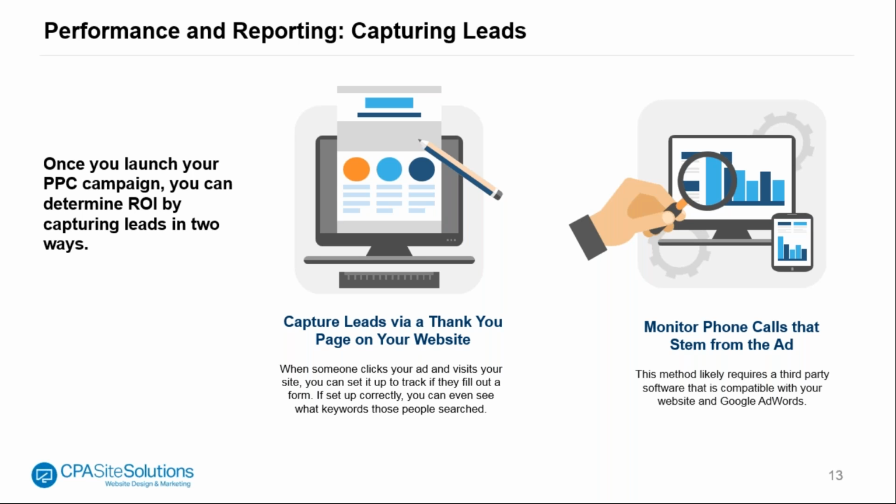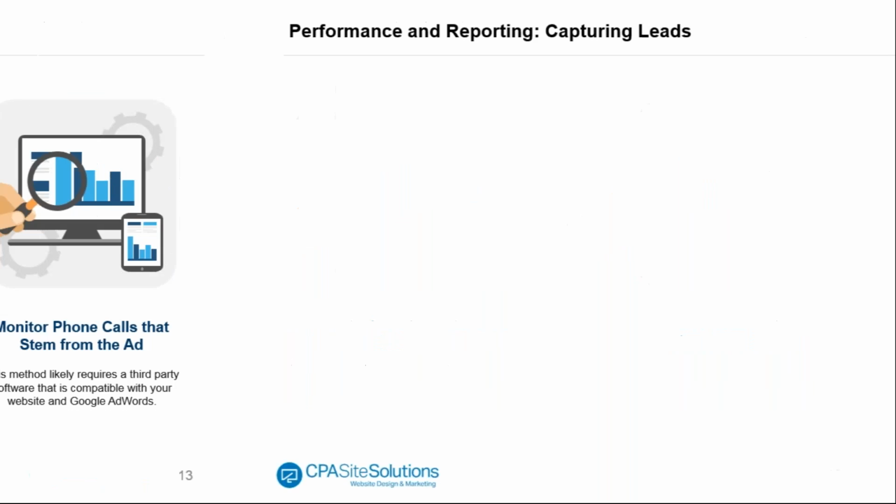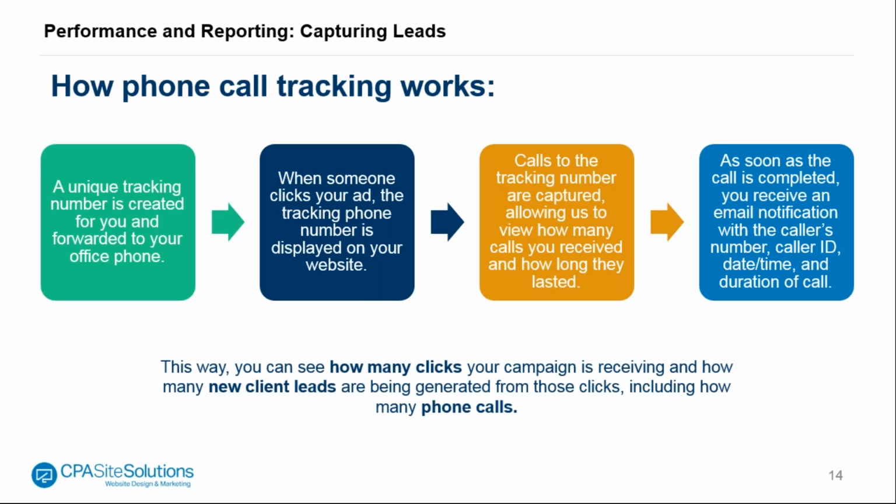Google, or AdWords, can track every time that thank you page is hit, and then it'll count it as a conversion. Another way to do that is to monitor phone calls that stem from the ad. So you can actually program the ads to, on a mobile device, have a click-to-call number, and people can call that number directly. This method usually requires third-party software that's compatible with your website and Google AdWords, because it's going to require you to set up a tracking number. But it is effective. So we're going to go over briefly how phone call tracking works.